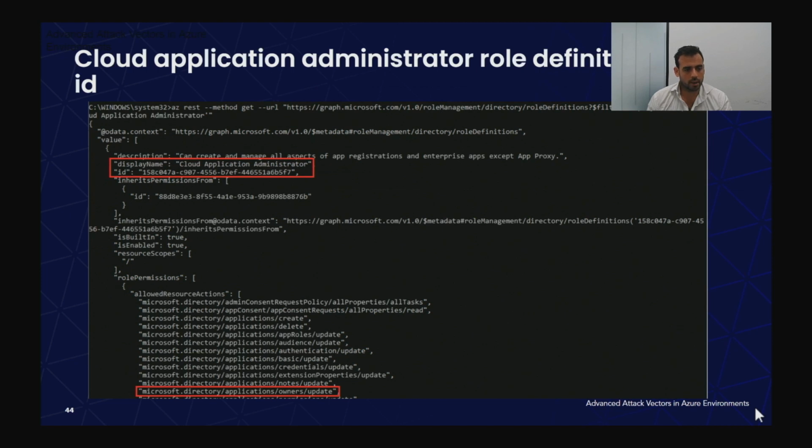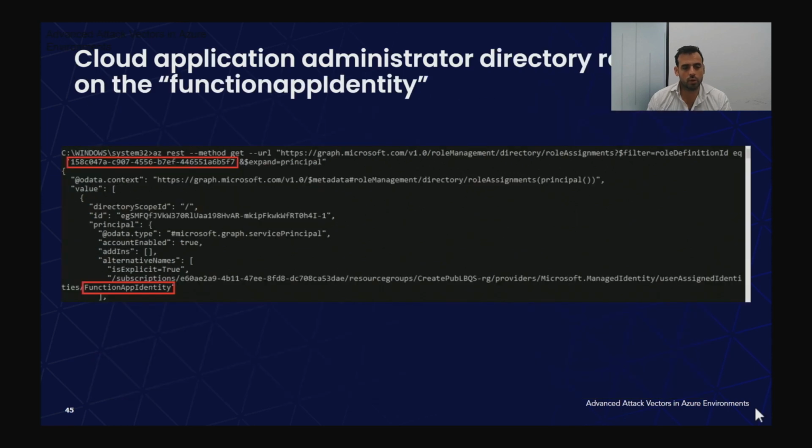Then he enumerates the role definition of a cloud application administrator and discovers that that role definition indeed has the ability to change any application owners. The attacker then continues to enumerate the current role assignments that have the role definition ID of the cloud application administrator and discovers that the function of identity, which is attached to XM function 2, has that role definition ID, or that role assignment.